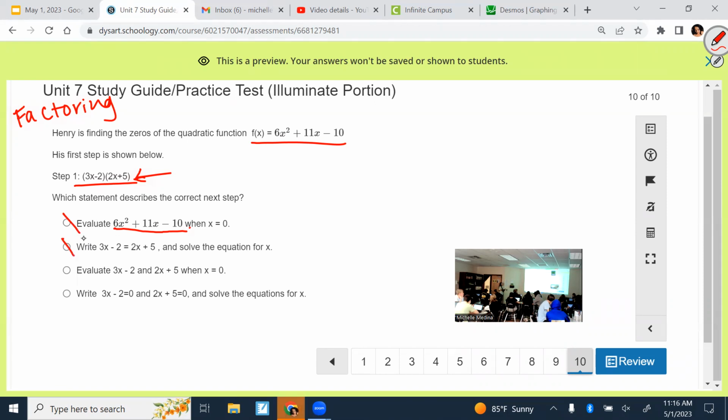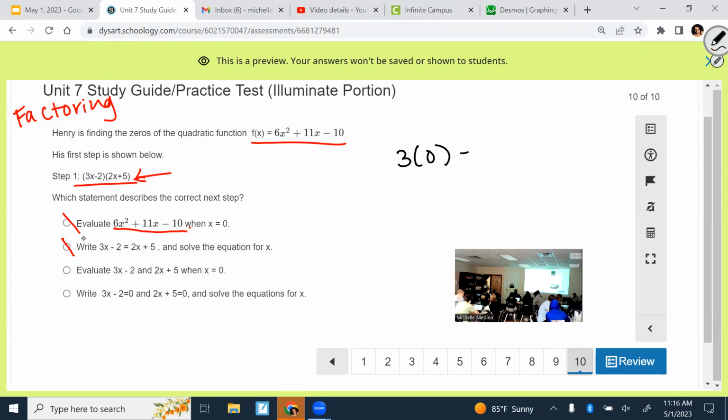No, we've not done that. We've never set the factors equal to each other, so no. Does he need to evaluate 3x minus 2 and 2x plus 5 when x equals 0? Yes, no, maybe so. Maybe. Well, let's see what happens if we made the x to 0, if that helps me at all.